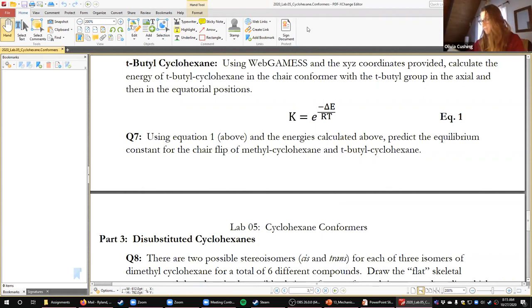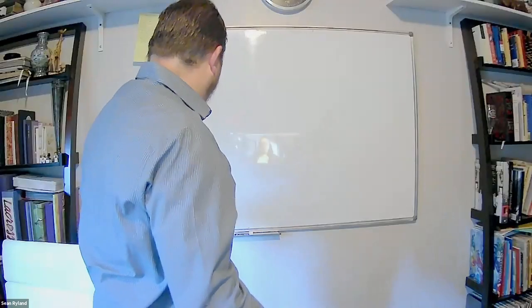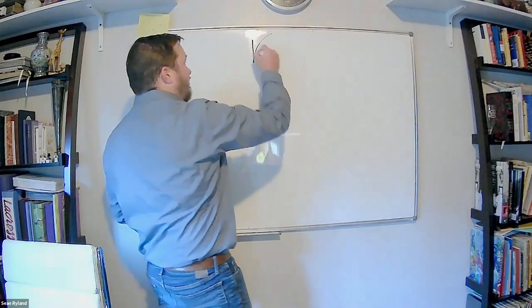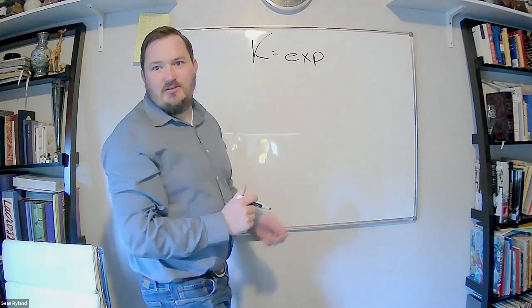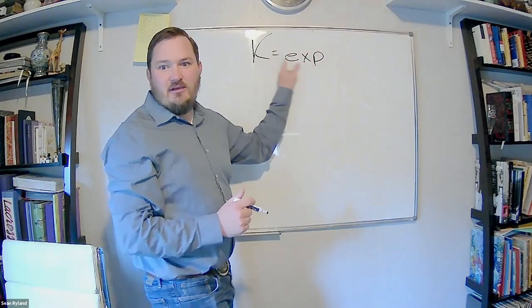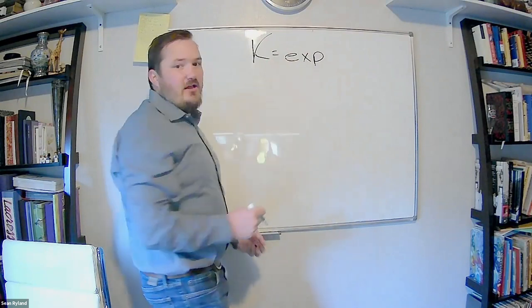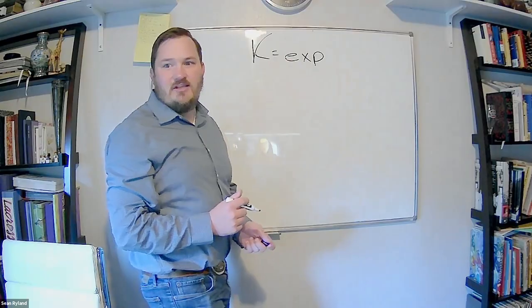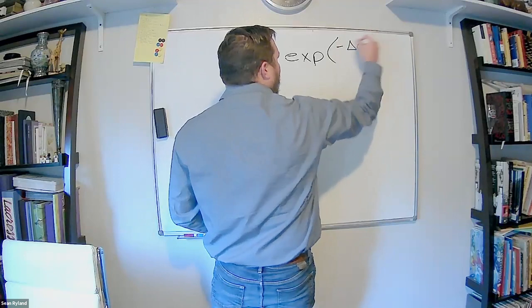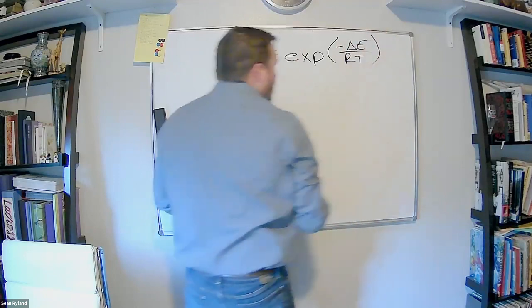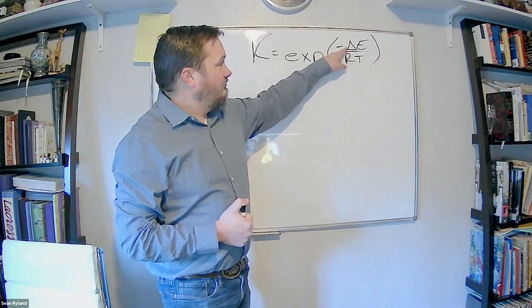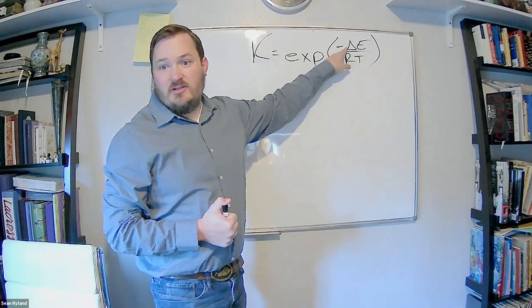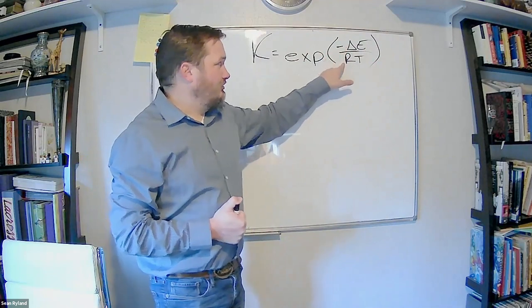Sure. In general, any time we're trying to use that equation, K equals, and sometimes for the sake of writing it in one line, you'll see e to the power of written as EXP. That's actually the function in Excel: if you want e to the power of something, you type EXP and then open parentheses. So negative delta E over RT. A couple of things to pay attention to: delta E is going to be in joules, not kilojoules, so watch your units, because R is in joules.